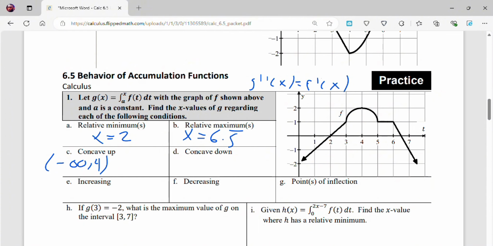Concave down is when f prime is less than 0, right? Because g double prime has to be less than 0. So our slope is negative here. Right here, be careful. This is 0. That has a slope of 0, so we wouldn't include that. But here it is negative. So we're going to say from 4 to 5 and 6 to infinity.